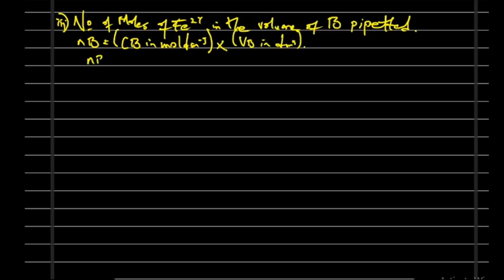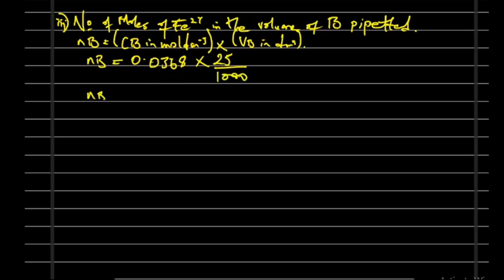So our NB equals 0.0368 that we calculated earlier on, multiplied by our volume in dm cube. But remember, the volume that we used is the size of the pipette, which is 25 centimeter cube. So we are going to divide 25 centimeter cube by 1000 to get it to dm cube. And so that is what we'll be having.